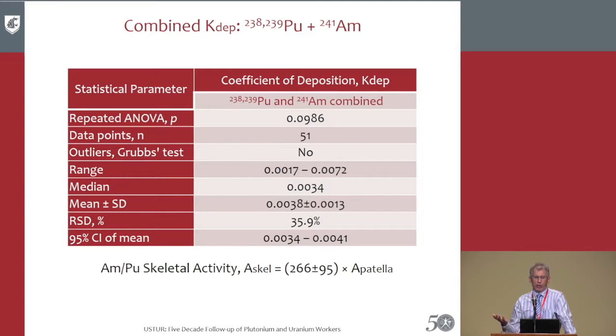What we did, I just repeated an ANOVA test. Basically, it's a parity test, but you can compare all three radionuclides, and what I figured out was there was no statistical difference between these three sets. So I said, okay, I will combine them together and calculate the K-depth based not on the 17 data points, but on 51. I was able to derive this equation for americium and plutonium skeletal activity using patella.